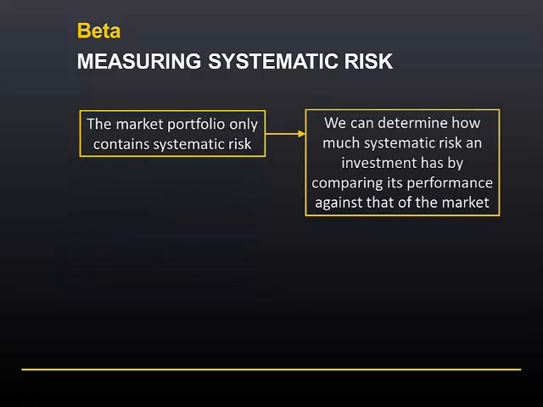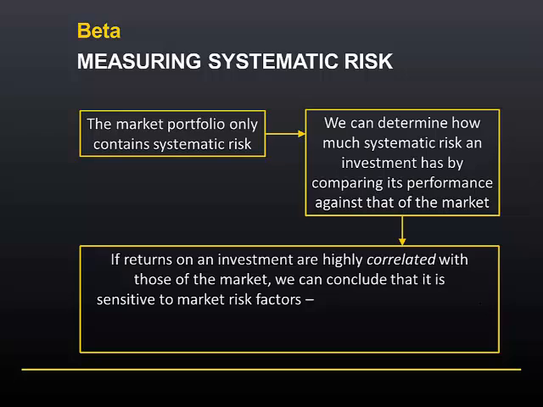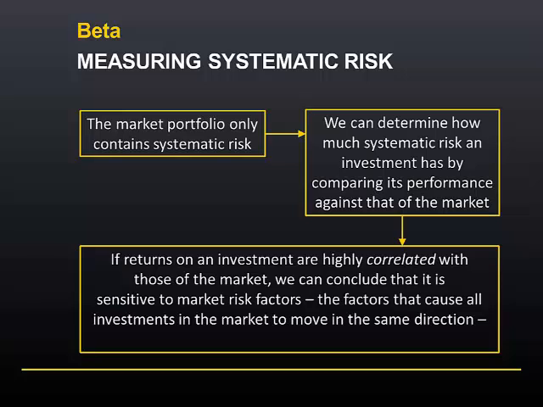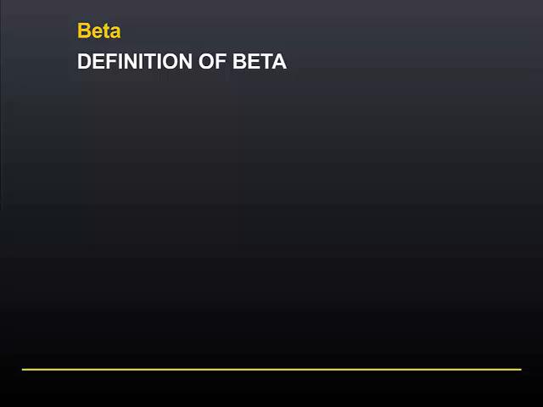We can determine how much systematic risk an investment has by comparing its performance against that of the market. If returns on an investment are highly correlated with those of the market, we can conclude that it is sensitive to market risk factors, the factors that cause all investments in the market to move in the same direction, and therefore it has a lot of systematic risk. The measure that we are going to use to quantify the amount of systematic risk is called beta.